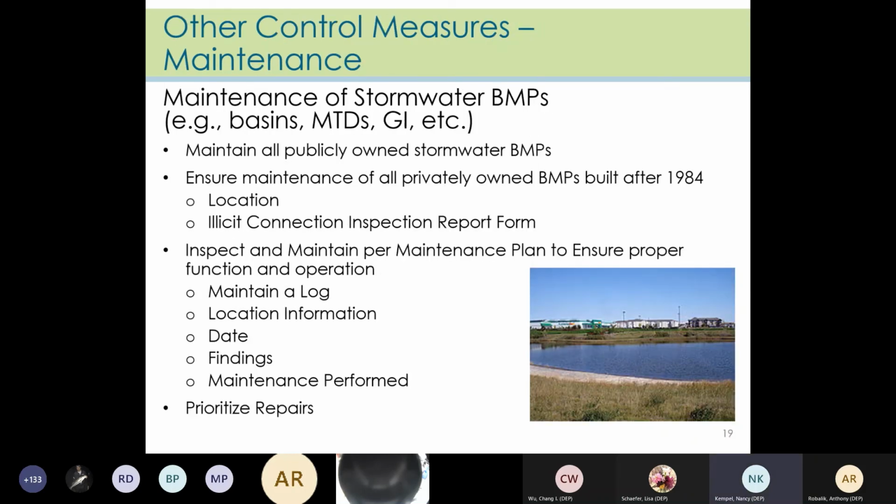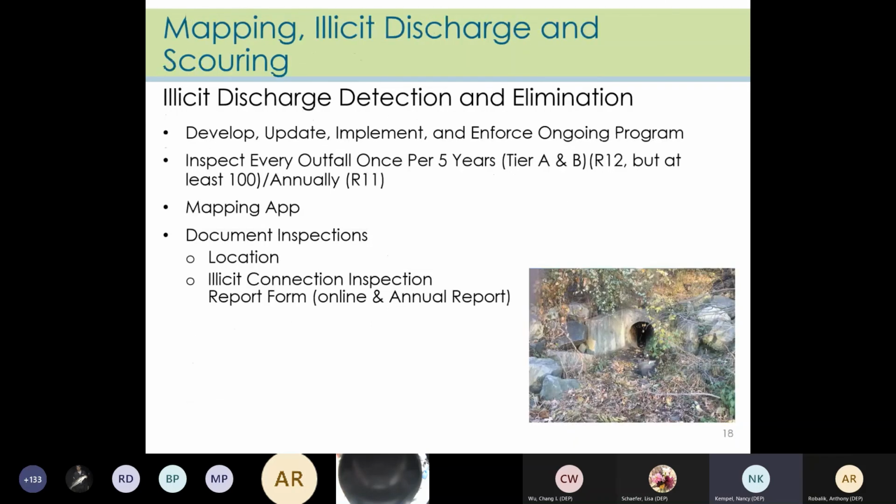So the permit also requires, along with the mapping, that there be an illicit discharge detection and elimination program to develop, update, implement, and enforce an ongoing illicit discharge detection and elimination program. Again, this inspection should be occurring at least once every 5 years, but annually for public complex facilities.